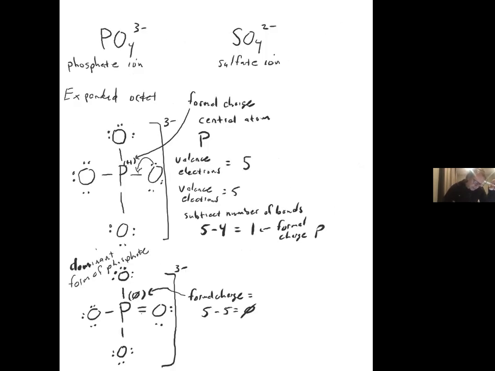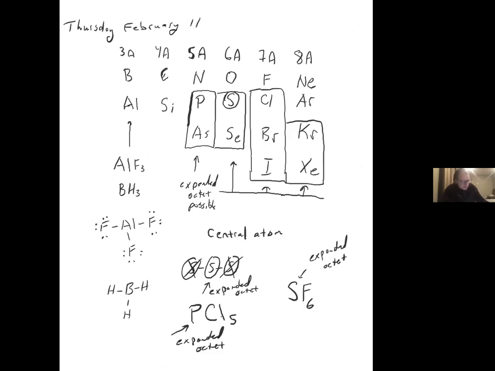Oops, let's go back to here. The expanded octet is where one of these elements is the central atom, right? So it's got to be the central atom. And either there's more than 4 surrounding atoms, or it's bonded to oxygen. And then if you do the bonding to oxygen, you check the formal charge of the central atom, and it's not 0. Okay, so these ones tend to want to have a 0 formal charge. Okay, so there you go.